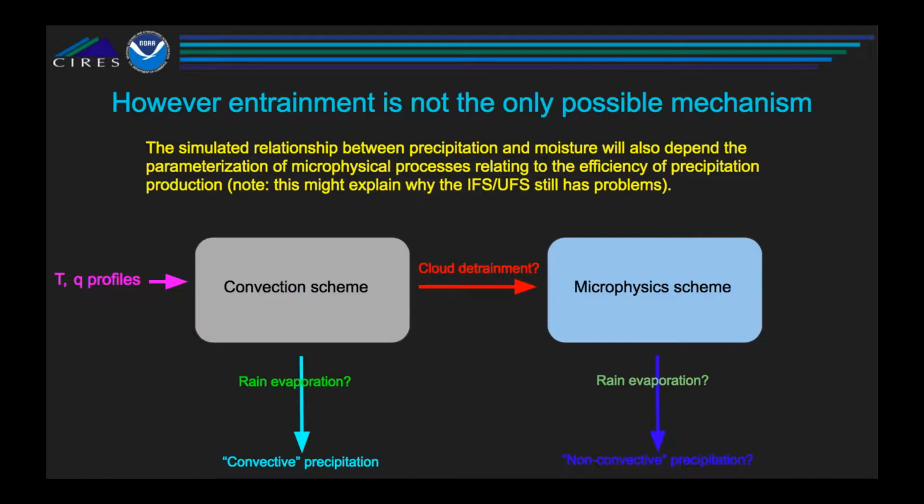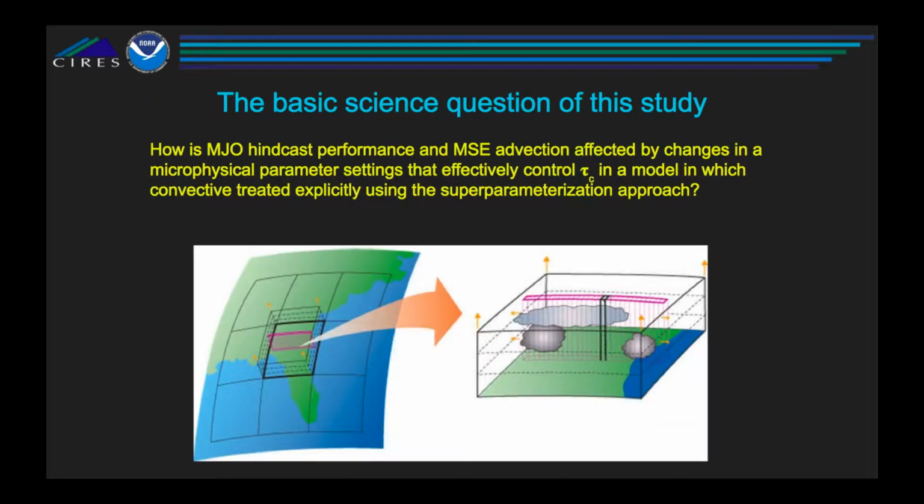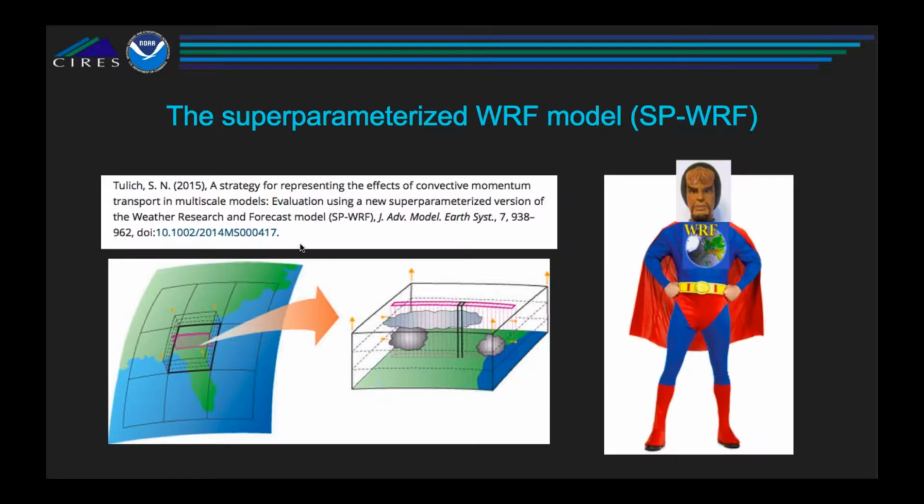And these aspects of schemes, which have not previously been considered in terms of MJO prediction, might explain why the IFS and, more importantly, the UFS still have problems, despite the fact that their entrainment is made to strongly depend on moisture.